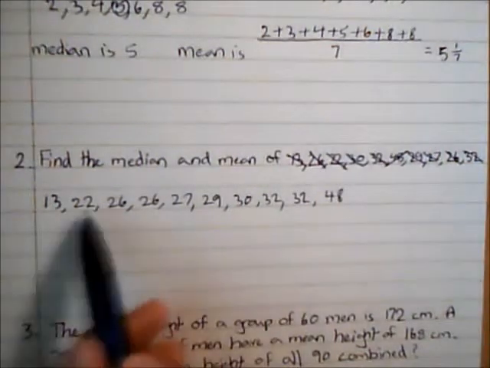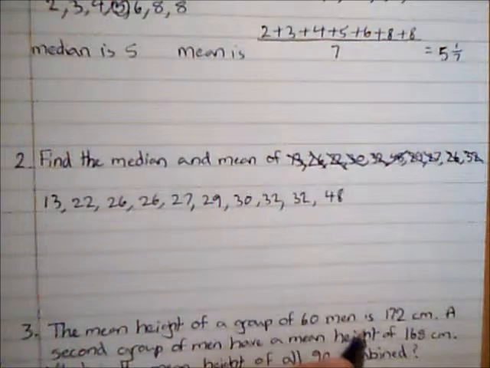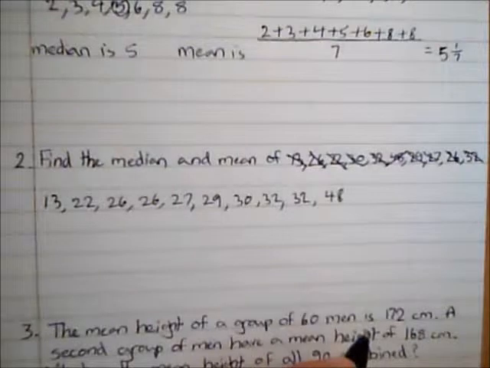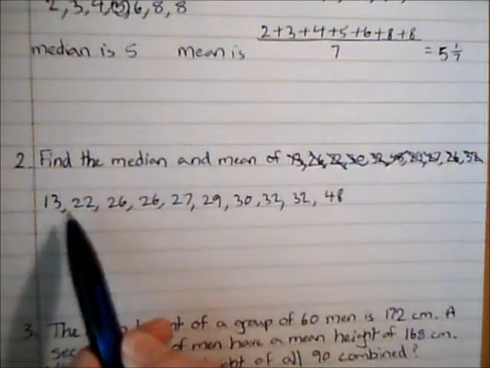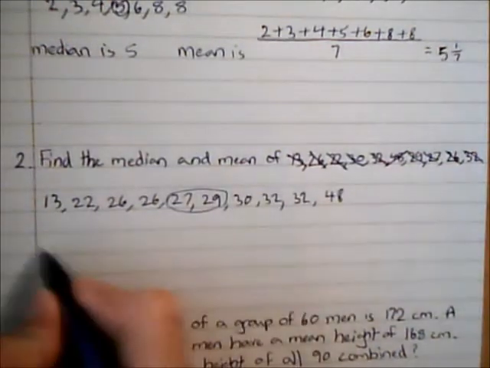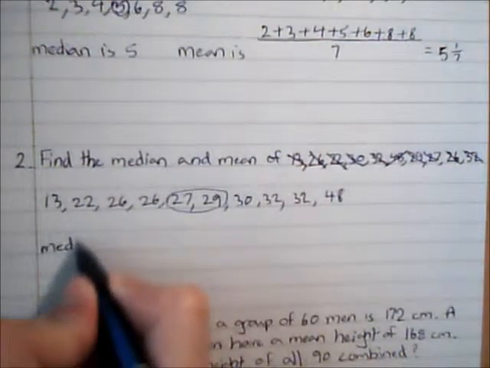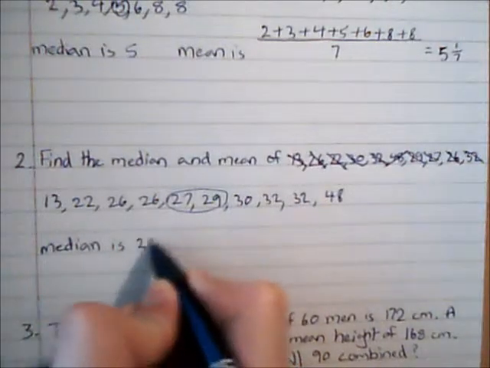So I've got 1, 2, 3, 4, 5, 6, 7, 8, 9, 10 bits of data. So the middle is going to be between the 5th and the 6th piece of data. So the 5th and the 6th pieces of data are 27 and 29. So the median is going to be midway between those, so the median is 28.